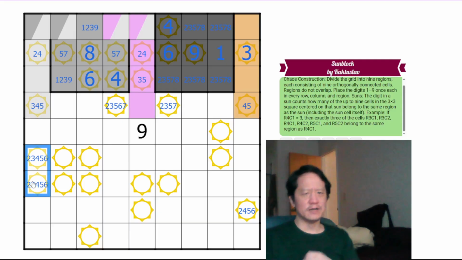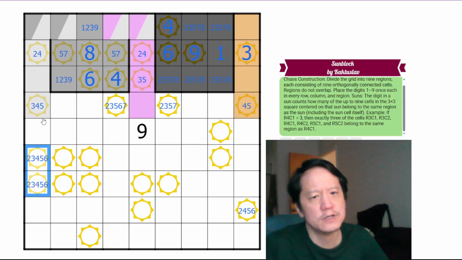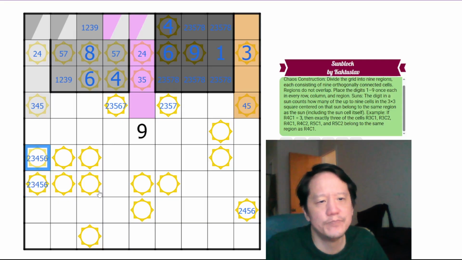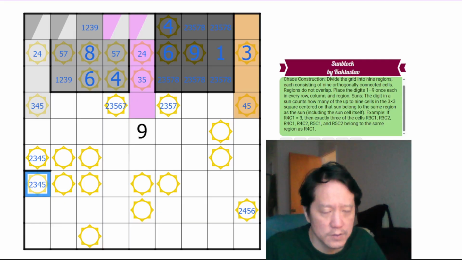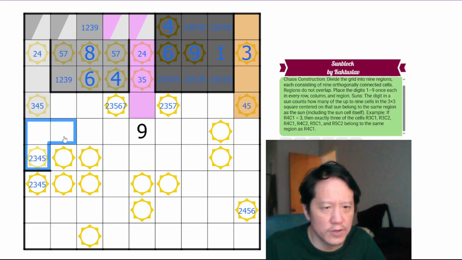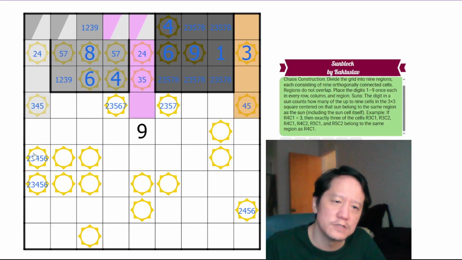I mean, you could still have, well, you can't have 6 and 2 because then they would not be part of the same region. So again, let's try that. Then neither of these can be 6. Can either of these be 2, really? I guess. This is interesting.